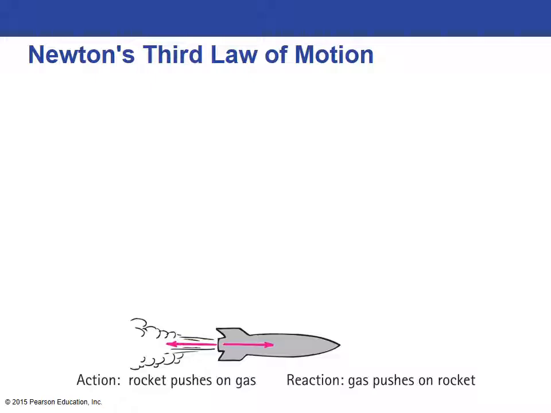I'm sure that you've blown up a balloon and not tied it and let the pressurized air shoot your balloon across the room. Same thing with a rocket. In the case of a rocket, there's a chemical reaction going on inside that is pushing exhaust out the back. So the rocket pushes on the gas, and then the gas pushes on the rocket.